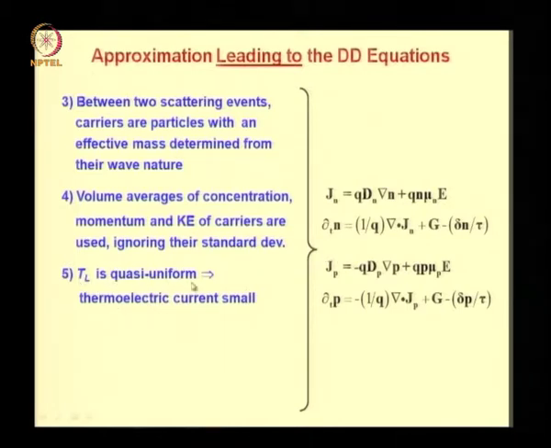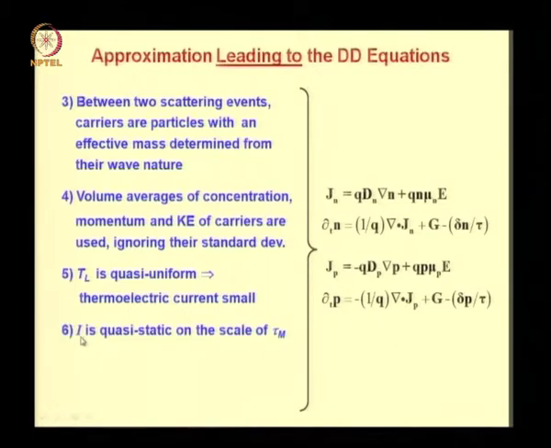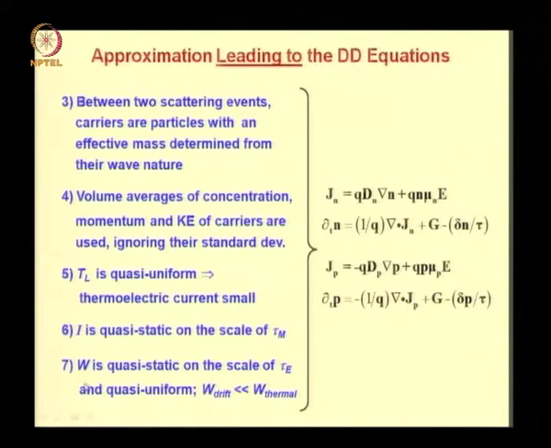The lattice temperature is quasi-uniform as a function of space, that is, thermoelectric currents are small. The current is quasi-static on the scale of momentum relaxation time, and the kinetic energy density W is quasi-static on the scale of energy relaxation time and quasi-uniform over the space. Further, the drift component of kinetic energy of carriers is much less than the thermal component of kinetic energy. Thermal component of kinetic energy also means the random component of kinetic energy.